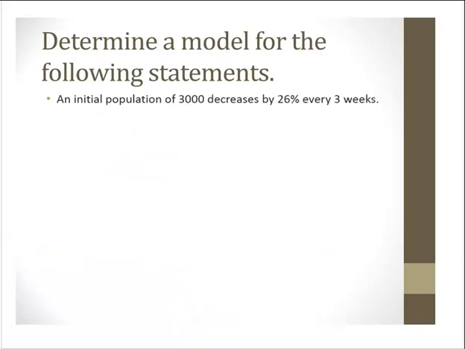An initial population of 3,000 decreases by 26% every 3 weeks. All right, so this one's a little tougher. If we let t represent the time in weeks, we know we have P of t is 3,000 b to the t. We have to figure out the base. It decreases by 26% every 3 weeks. So 74% remains after 3 weeks, right? 74% remains after 3 weeks.